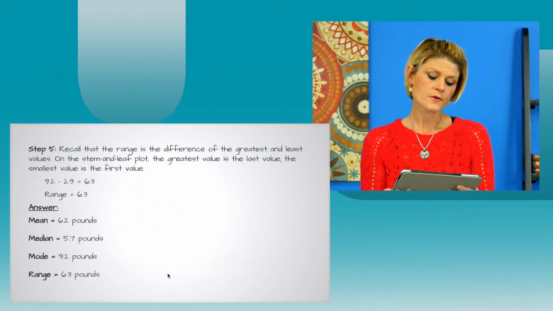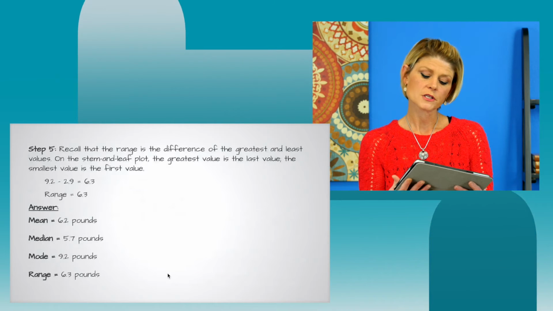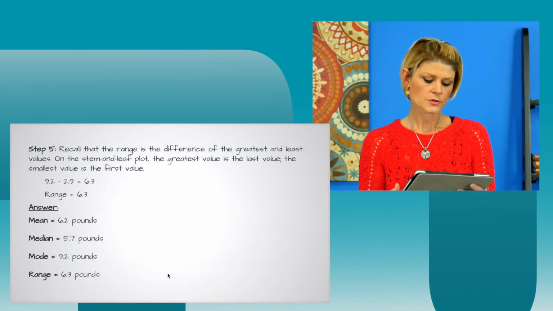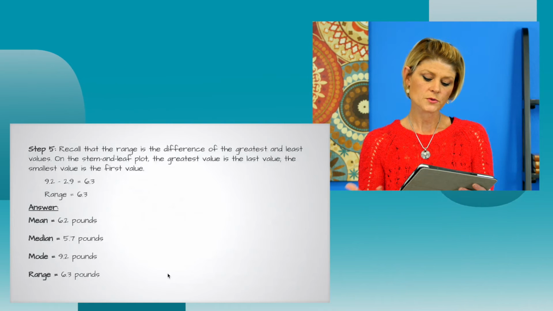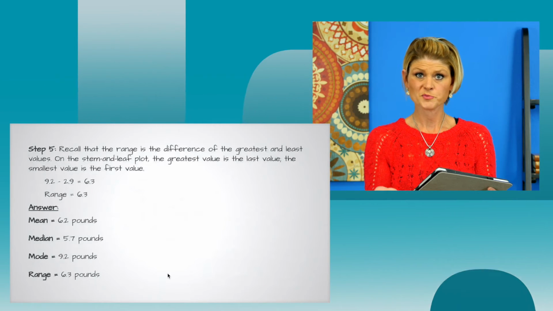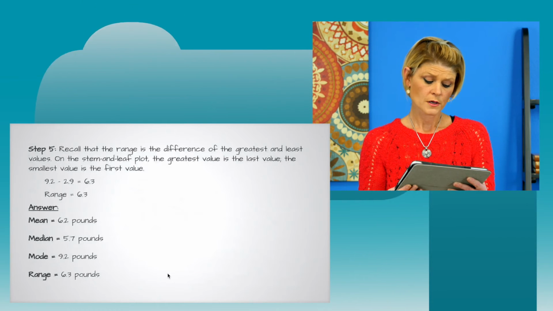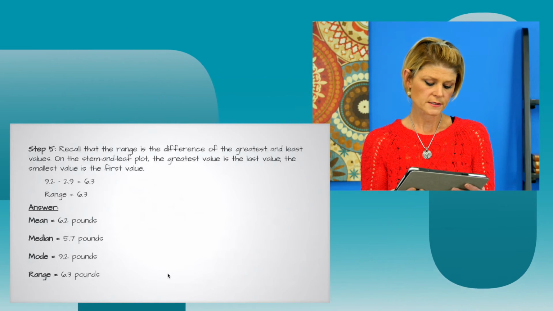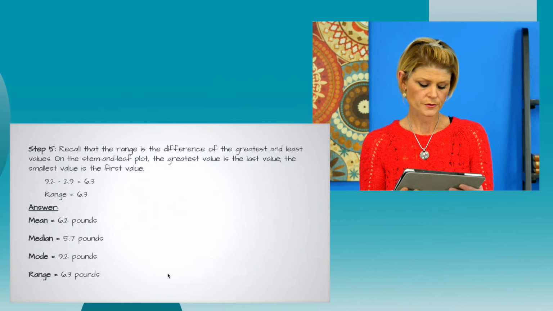And then step 5, recall that the range is the difference of the greatest and the least values. On the stem and leaf plot, the greatest value is the last value, the one you see at the bottom, and the smallest value is the first value. That's pretty easy. It actually makes your job a lot easier. So 9.2 minus 2.9 is 6.3, so our range is 6.3.